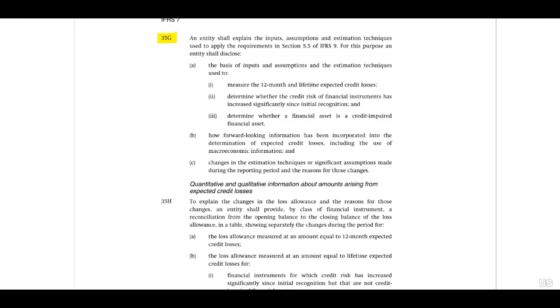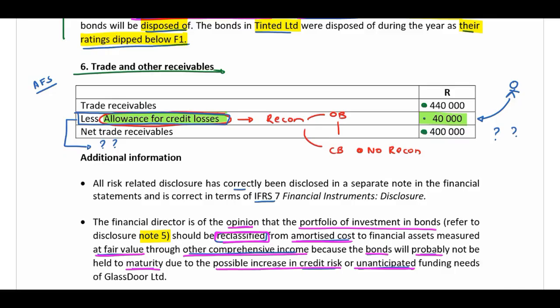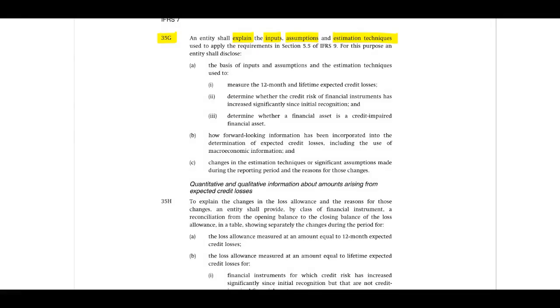When we look at paragraph 35G, which I know, guys, you can't know everything. We're just human. An entity shall explain the inputs, assumptions, and estimation techniques used. That's why I try to indicate to you, and I know when you write the test, you are stressed, therefore you might miss this. But always put yourself in an auditing position or as someone who has an investment in this entity and think, what do you know or what do you want to know from this section, trade and other receivables? I want to know, how did they calculate this 40,000? What are the inputs? What are the estimations? And therefore we are able to include that GreenDoor did not provide us with any inputs, assumptions, or estimation techniques.